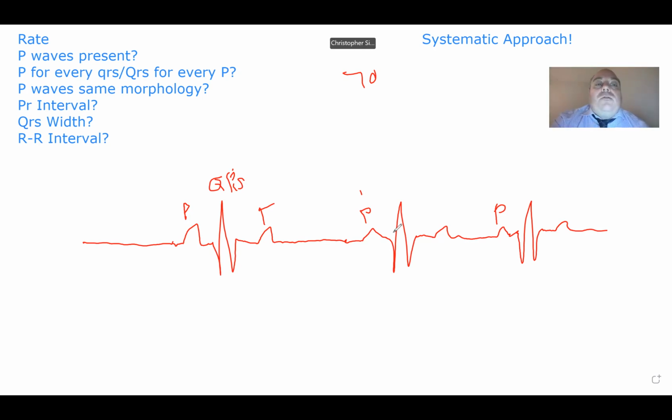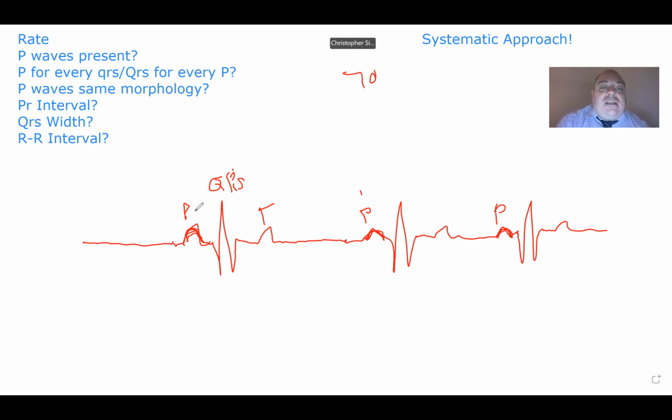All right, so do the P waves have the same morphology? Here's what I'm going to ask you. I'm going to ask you to pretend that all of these P waves that I drew look exactly the same, because they don't, but pretend for me. So we'll say the P waves have the same morphology, okay? Because if they don't, that gets into some of the other rhythms whose hallmark is P waves that don't have the same morphology. We'll get there, I promise.